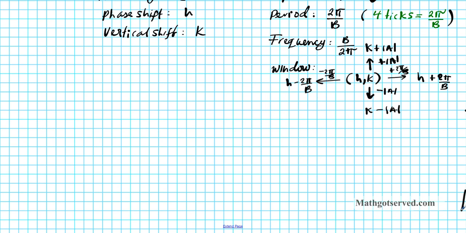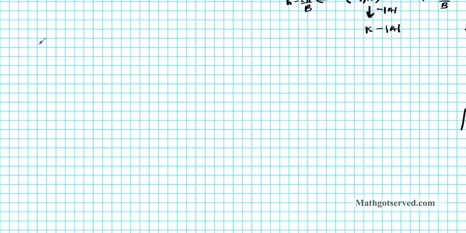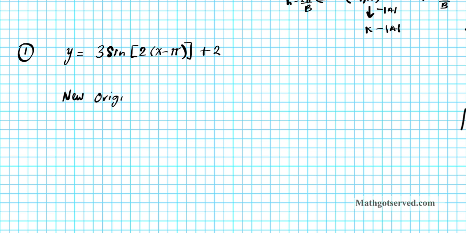So let's take a look at the first example. Question number 1. What if we have the trig function given by y is equal to 3 sine 2 times (x minus pi) plus 2? Let's start off by finding the new origin. The new origin is given by (h, k), but what is h and what is k here? Let's rewrite the main formula here again so we can know what the letters are.